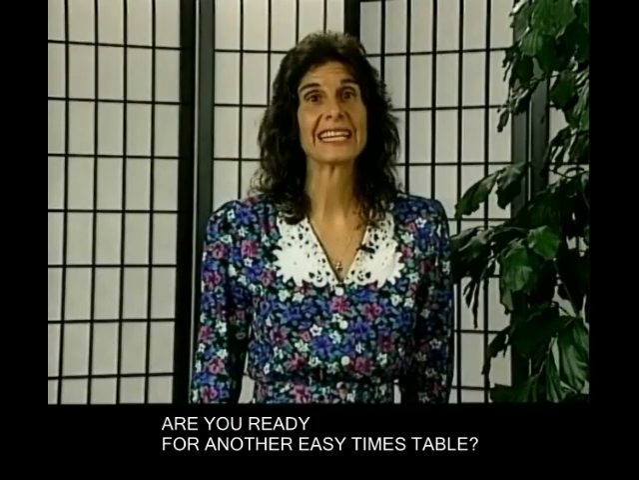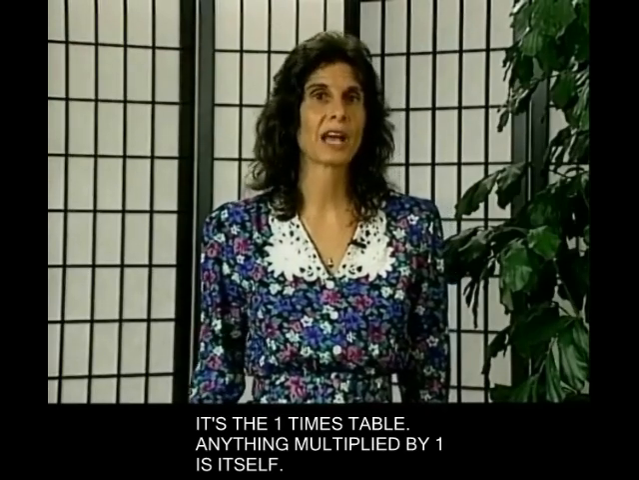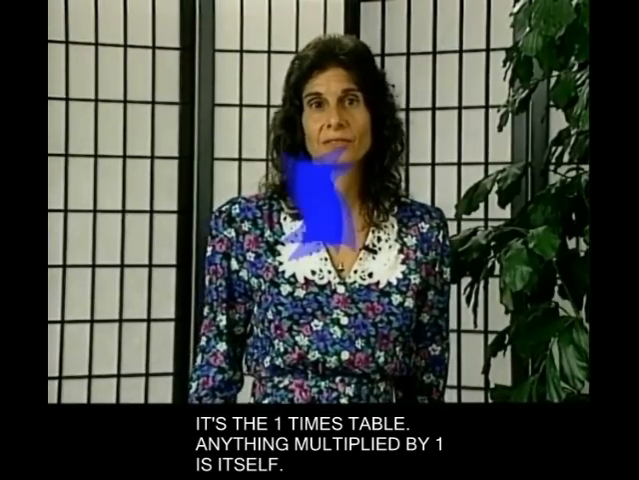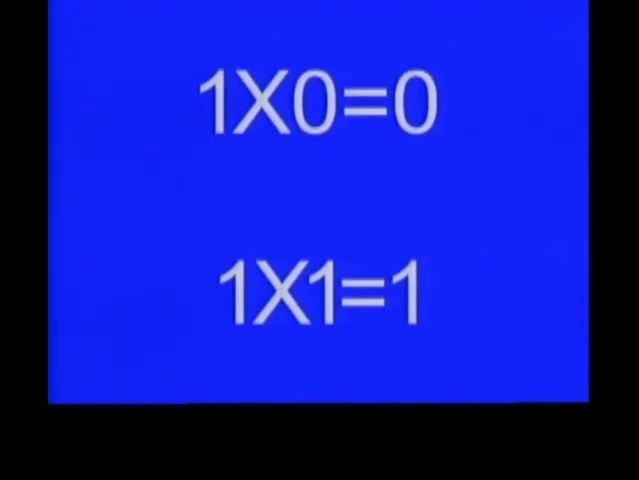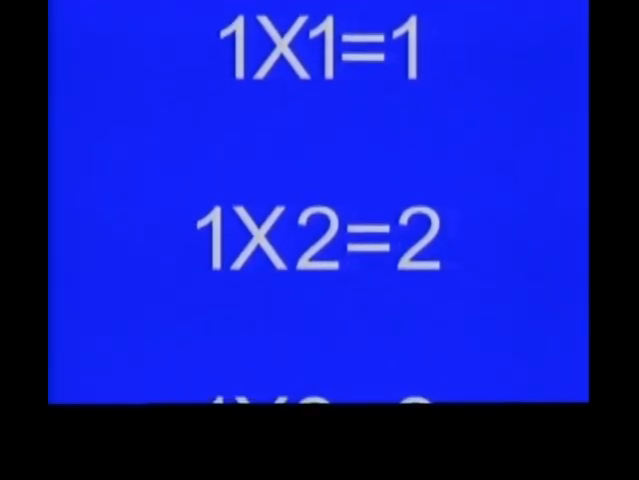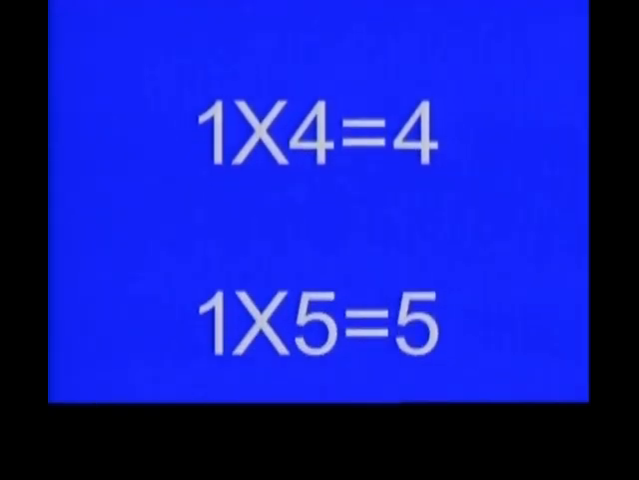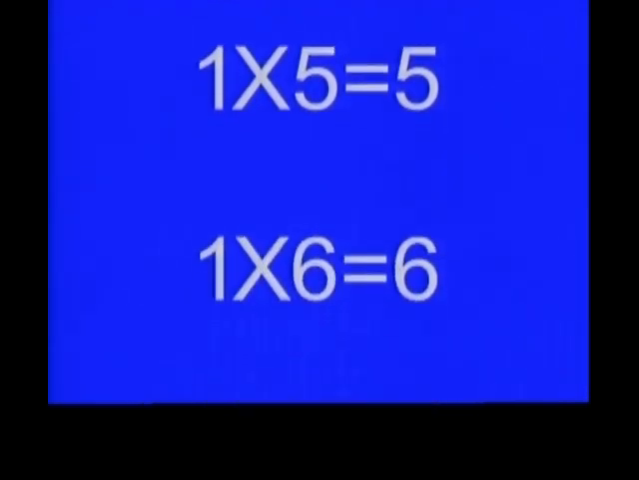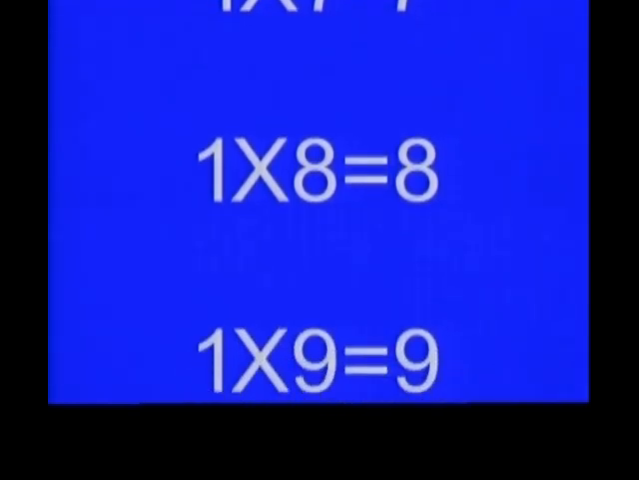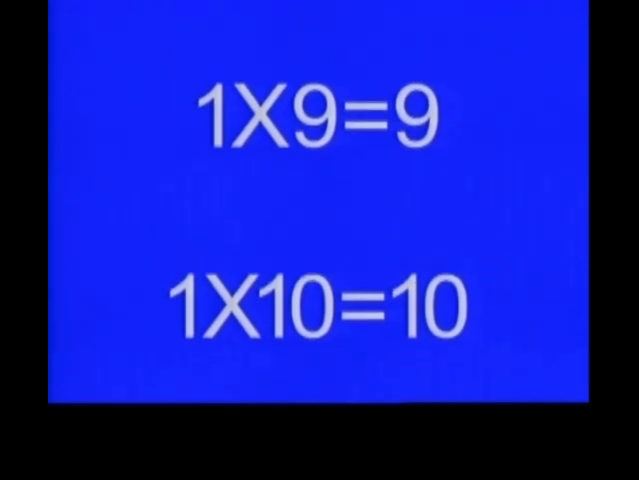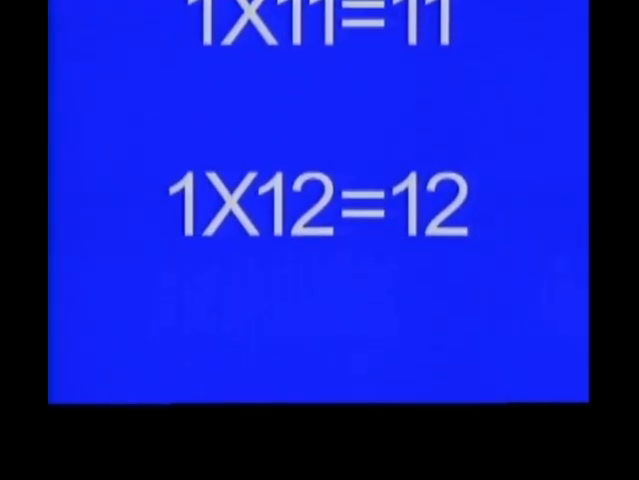Are you ready for another easy times table? It's the 1 times table. Anything multiplied by 1 is itself. 1 times 0 is 0. 1 times 1 is 1. 1 times 2 is 2. 1 times 3 is 3. 1 times 4 is 4. 1 times 5 is 5. 1 times 6 is 6. 1 times 7 is 7. 1 times 8 is 8. 1 times 9 is 9. 1 times 10 is 10. 1 times 11 is 11. 1 times 12 is 12.